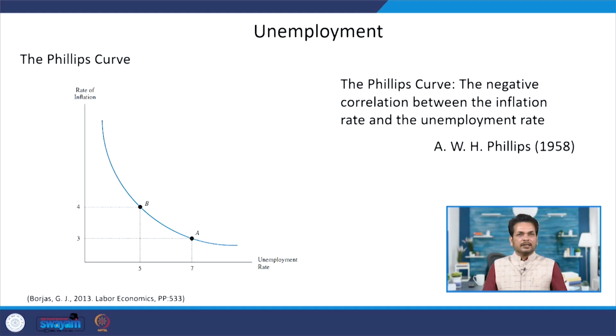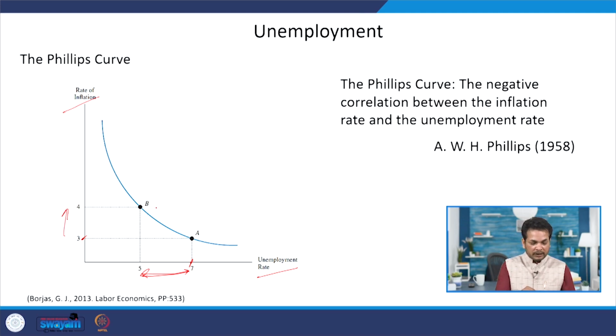So, we can understand this relationship with the help of the graph. Now, on the x axis we have taken the unemployment rate, on the y axis we have taken the inflation rate, and let us say at a given unemployment rate of 7%, the economy is experiencing an inflation rate of 3%. Now, if some policy measures are taken to reduce unemployment in the economy from 7 to 5, the inflation goes up from 3 to 4%.